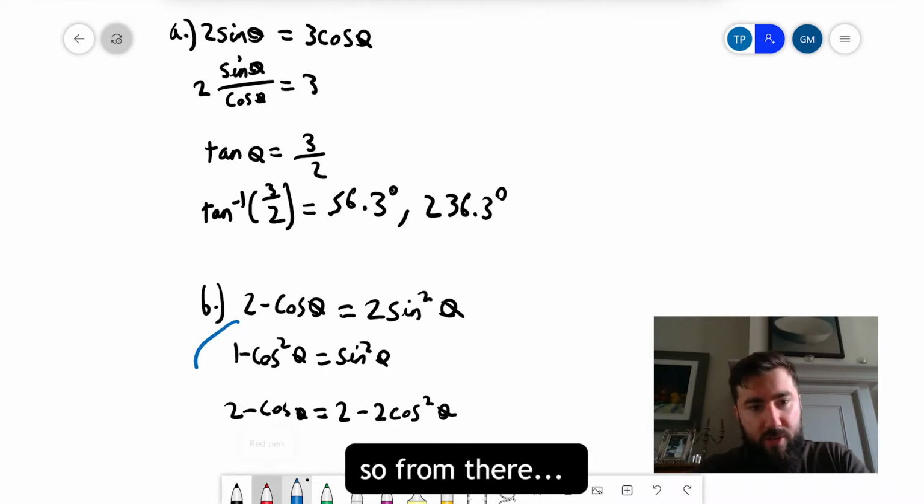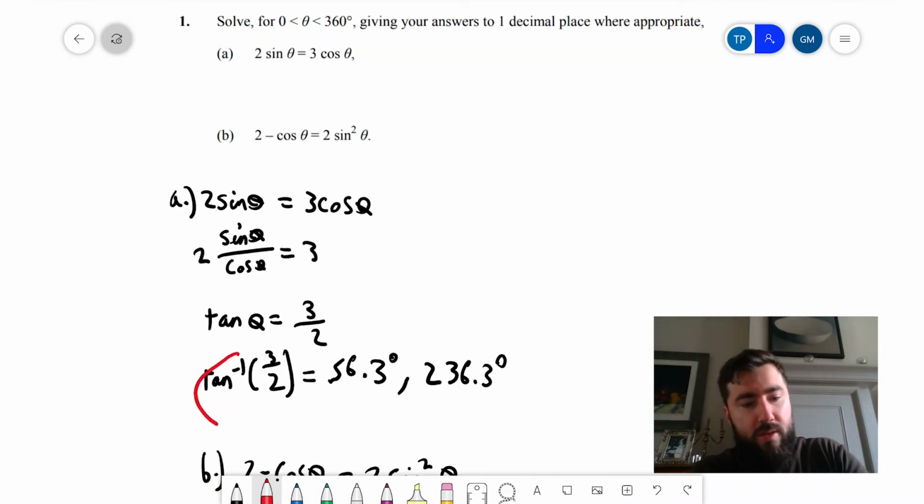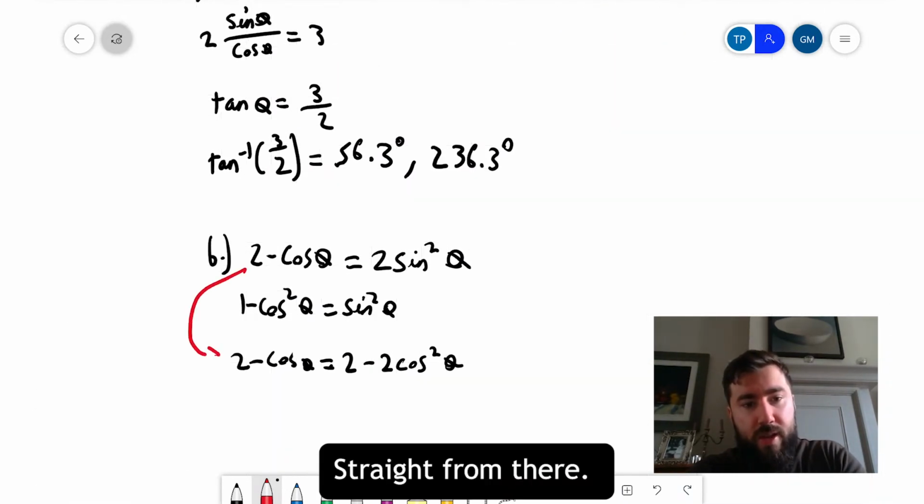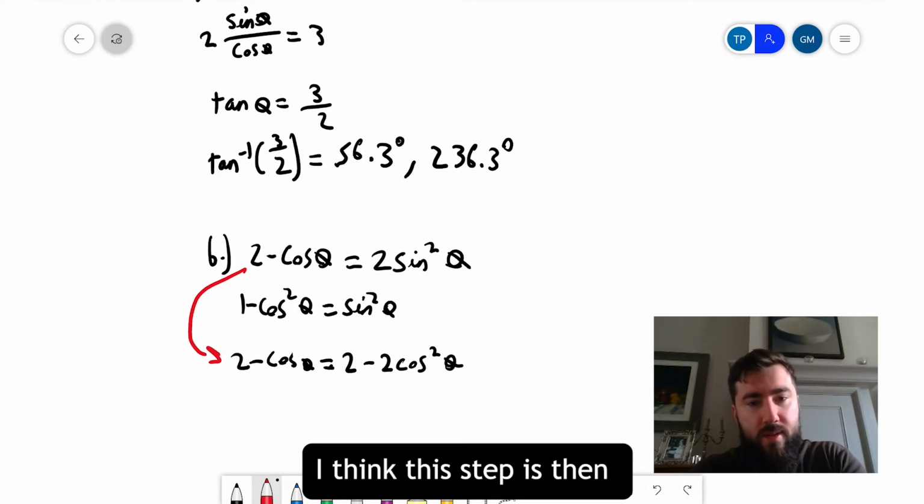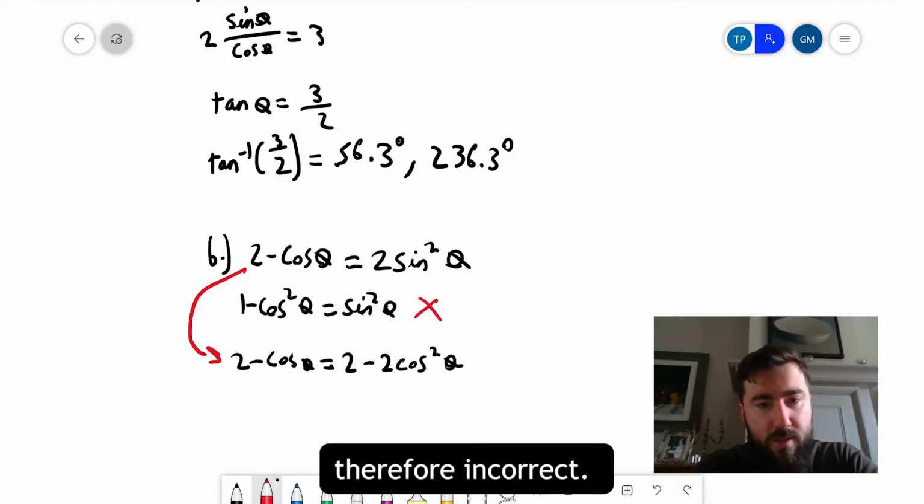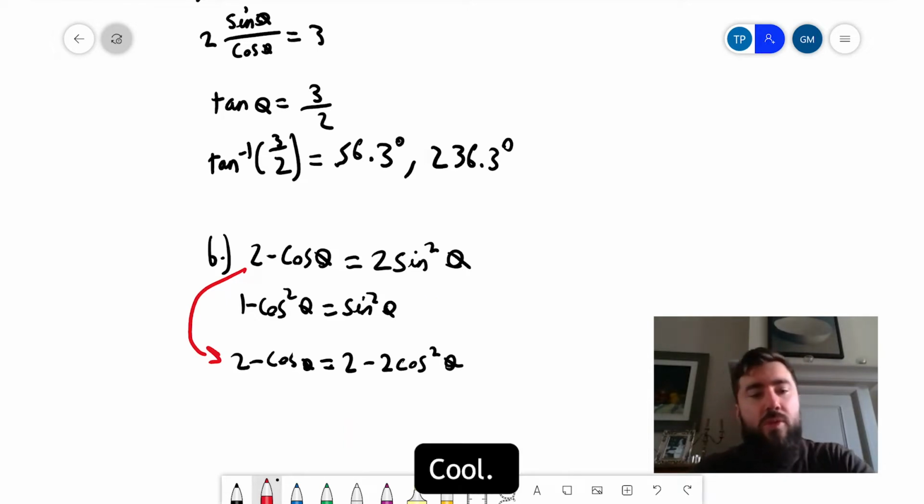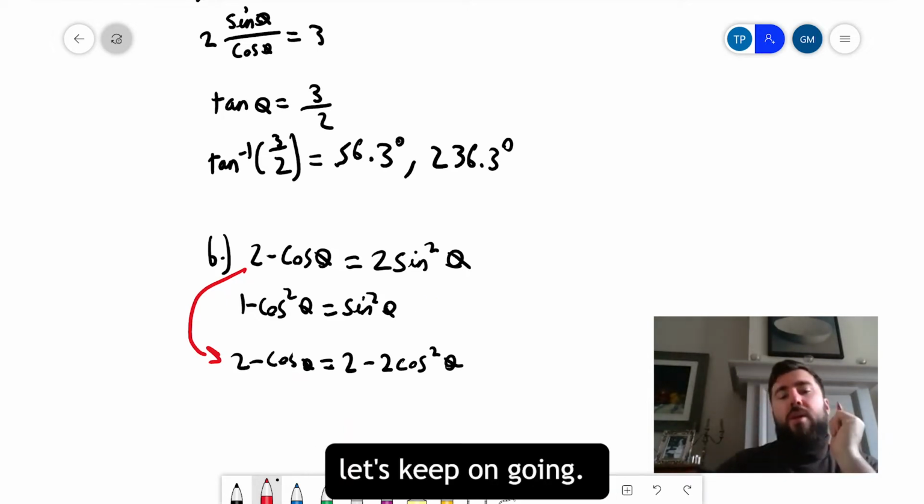Exactly. So from there, what happened there? I think this step is incorrect. Oh no, that was just the identity. Oh, you're just writing the identity. Okay, I see what you mean. Cool. So from there, let's keep on going.